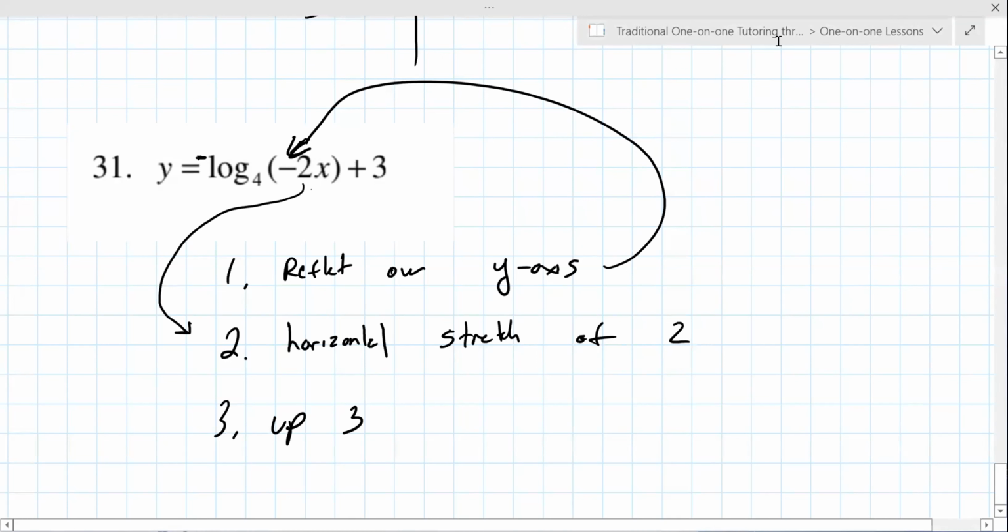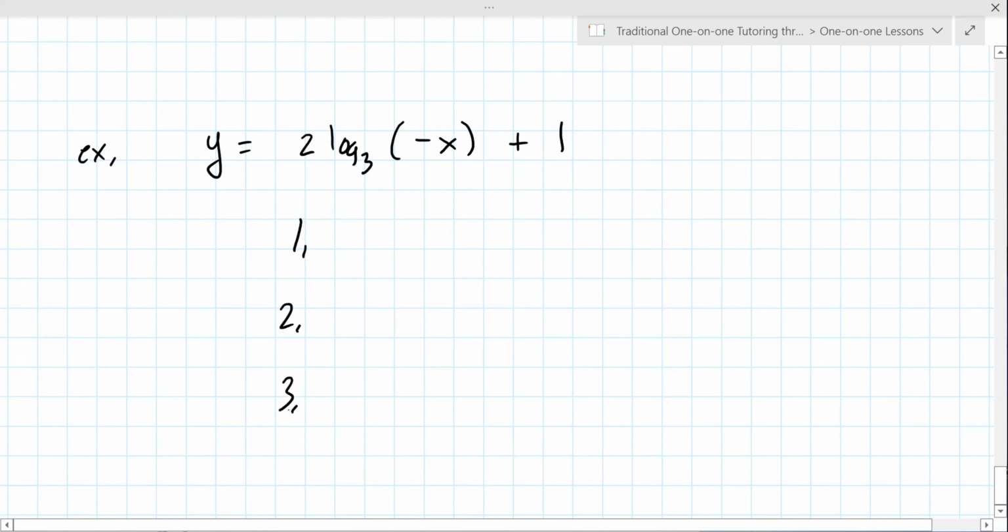So do you have that down? Is that all clear? Yeah, can we do more of the transformations? Yeah, I just want to make sure you got that one down. We'll do one like it here. Let's go y equals 2 log base 3 of minus x, plus 1. So this has 1, 2, 3 transformations.